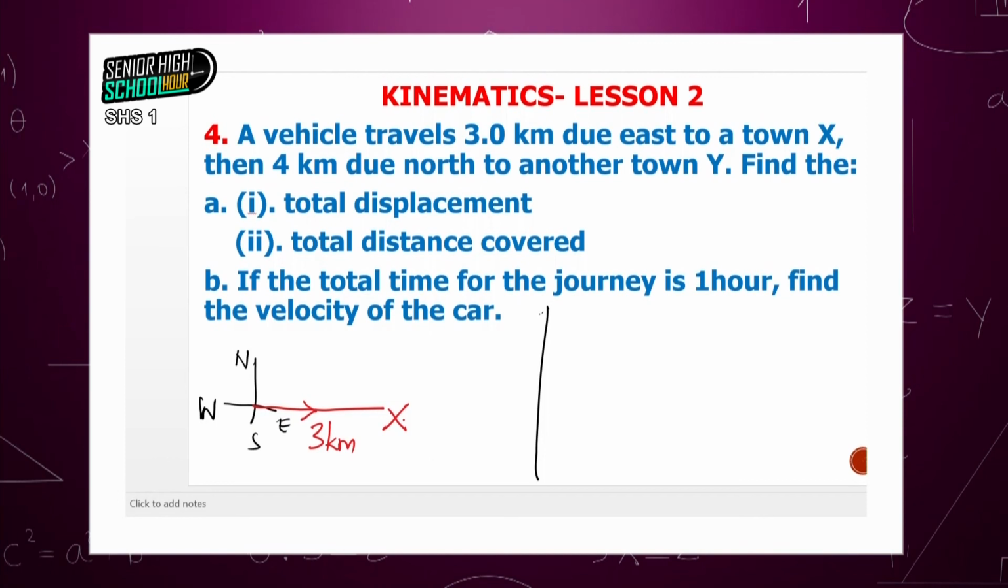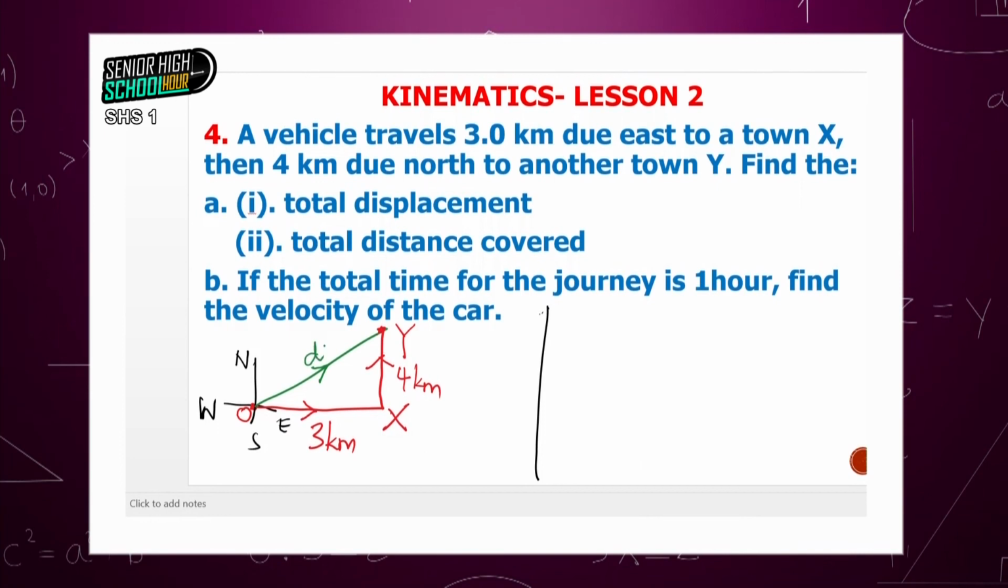Then it moves 4 kilometers due north to another town Y. So from where it ended the first motion, we go due north to another town Y, which is 4 kilometers. So let's say the body was at O, it moved to X, and then moved from X to Y. We are asked to find the total displacement. The displacement, as we have already learned, is the distance between the initial position of the body and the final position of the body. So it was at O, now it's at Y. So that distance from O to Y becomes our displacement.